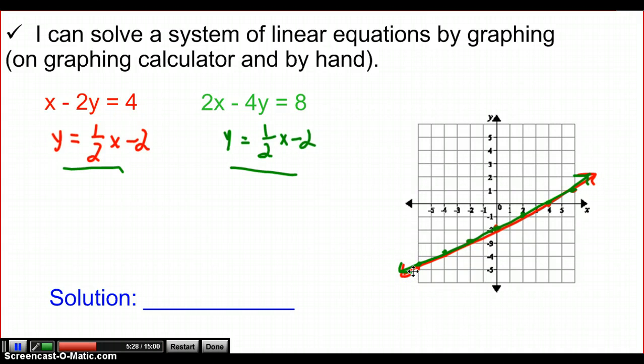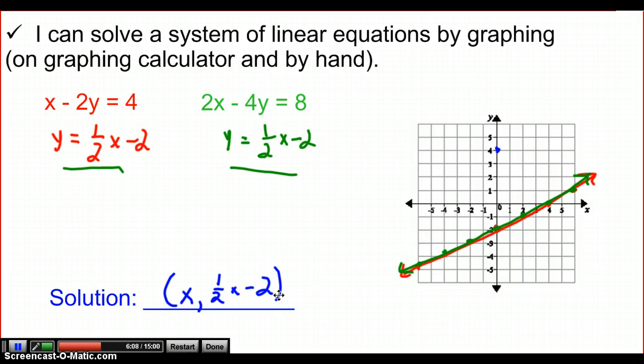Now, the temptation is to say all real solutions. However, not every point on the line is a solution. For example, 0, 4, that's an ordered pair in all real solutions, but it is not on the line. So the way that you can write the solution set to this would be to write it as an ordered pair where you have x for the first variable and then 1/2 x minus 2 as the second coordinate.